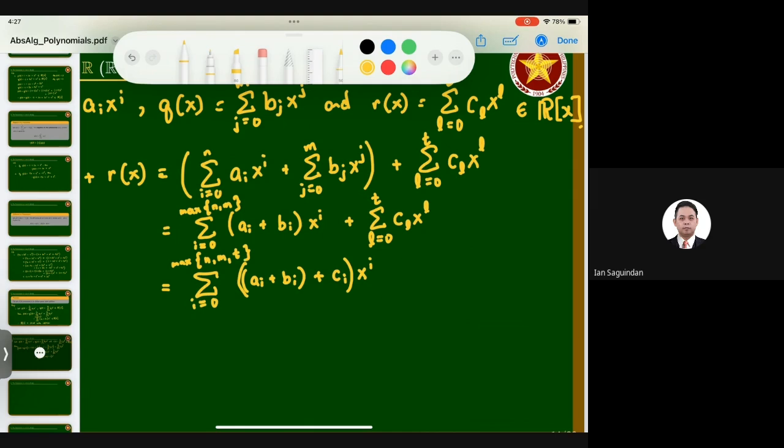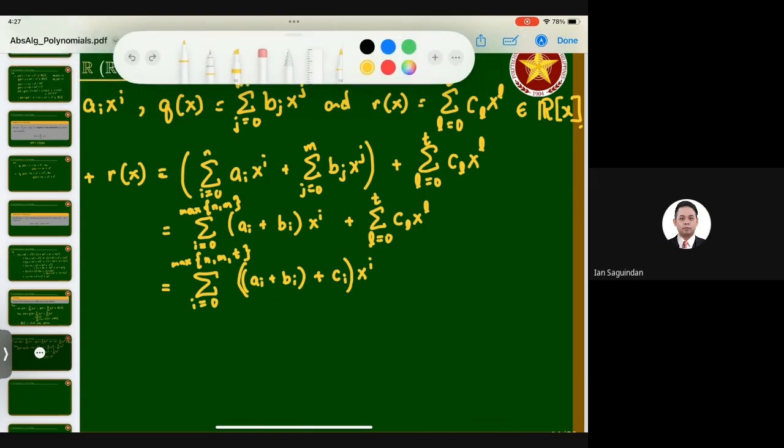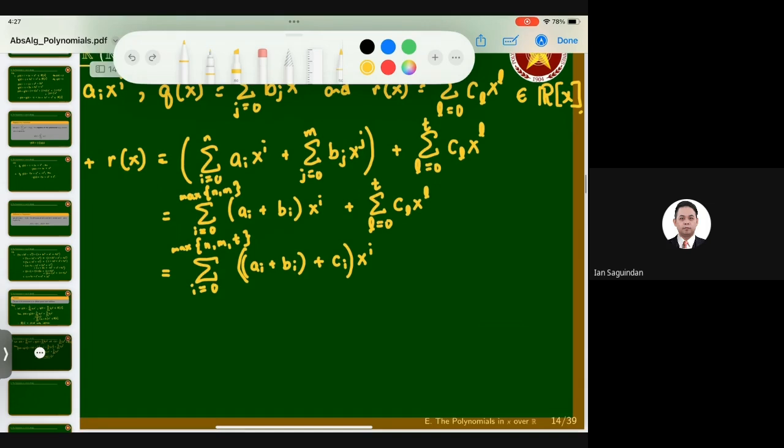So take note, a sub i, b sub i, c sub i are all real numbers, and what we are adding here are real numbers. So remember that real number addition is associative, so the trick comes here. This becomes the summation of all a sub i plus b sub i plus c sub i. So you can apply here the associativity of real number addition, i running from 0 up to whichever is the highest among n, m, and p.